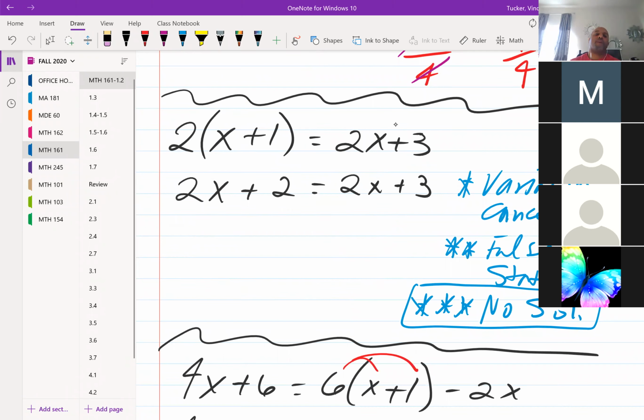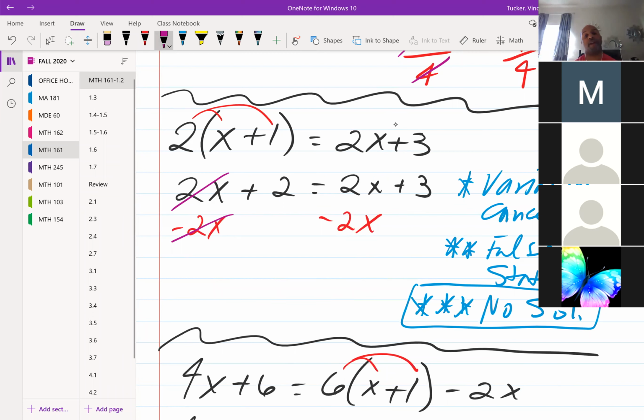All right, so here we have 2 times x plus 1 equal to 2x plus 3. Go ahead and distribute. That'll be 2x plus 2 equal to 2x plus 3. Now we can subtract 2x from both sides. 2x is canceled. Now we have to be careful here, because with this type of problem, even though it's simpler than what we just finished talking about, a lot of times people are afraid to let math happen.